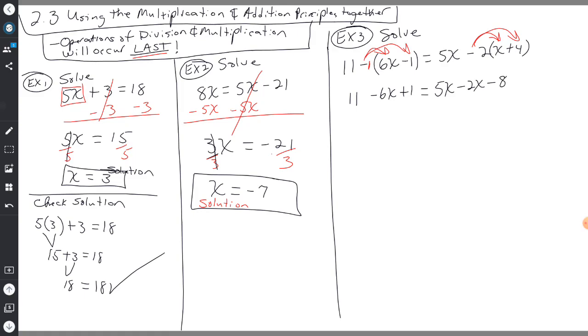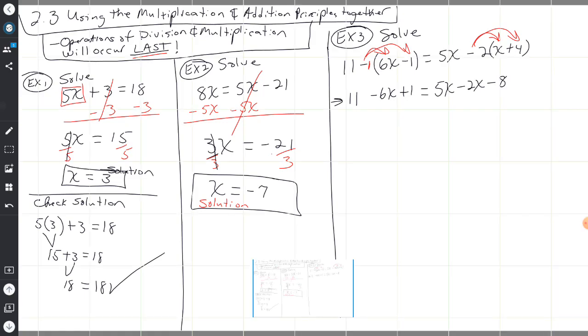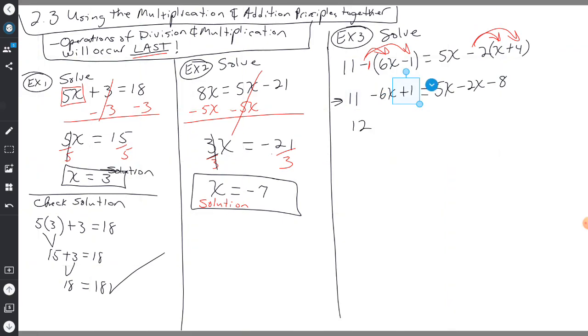That's good so far. Let's look at this side of the equal sign. And over here, what can we do? Right, we have 11 plus 1 there. So that gives us 12 from that. And then bring down the minus 6x.